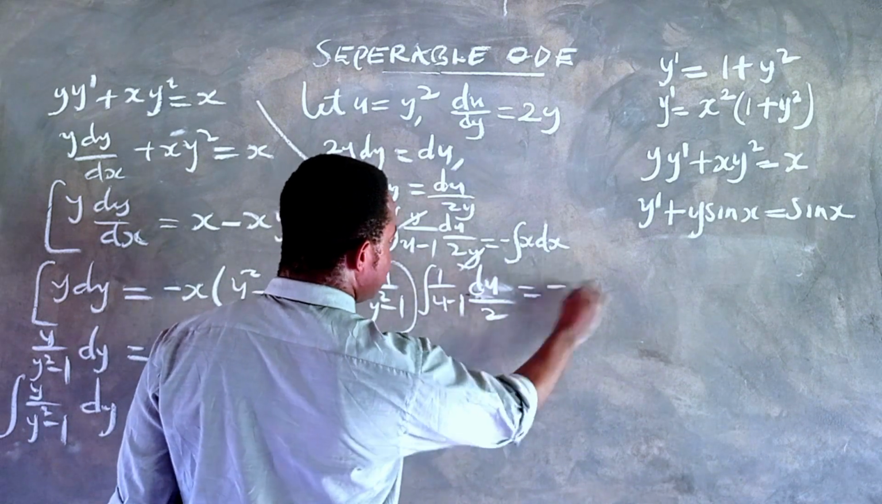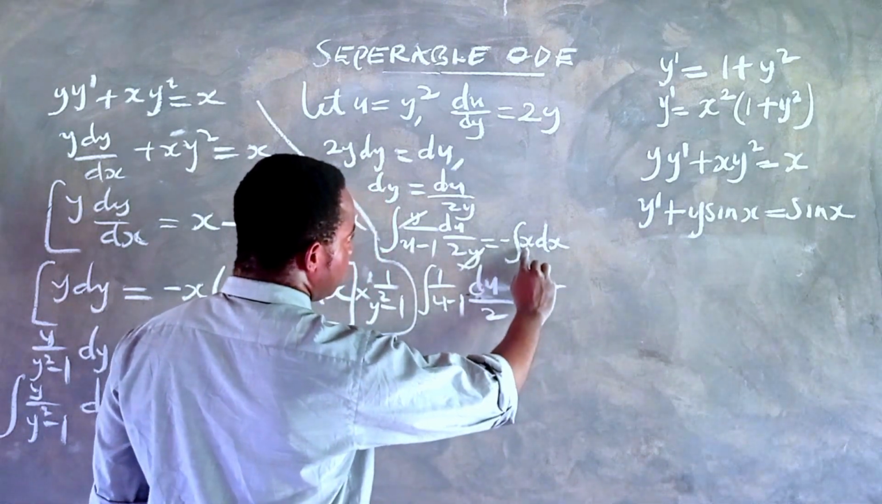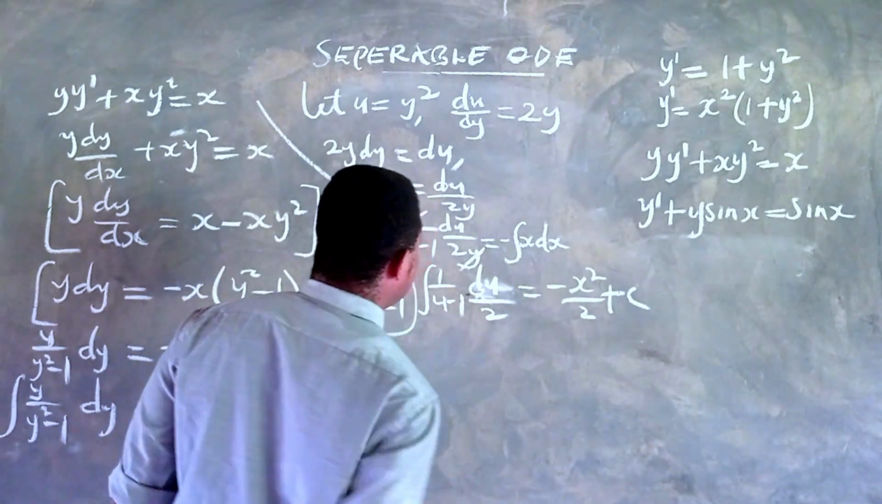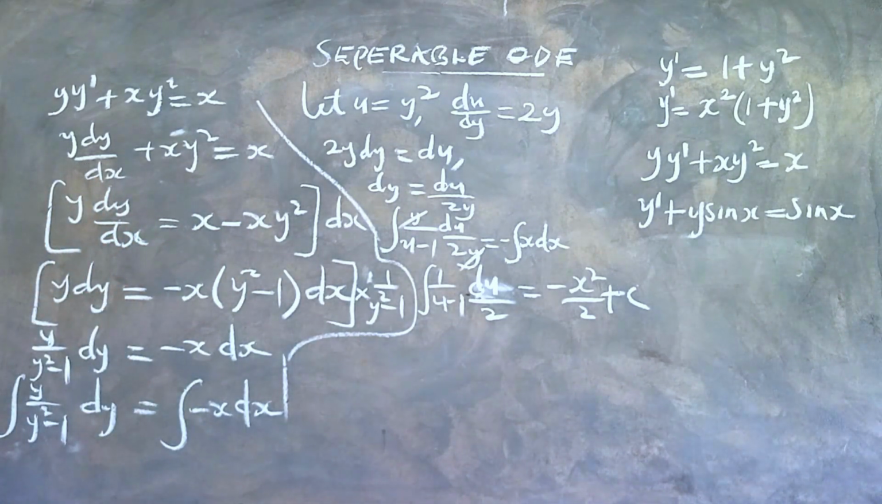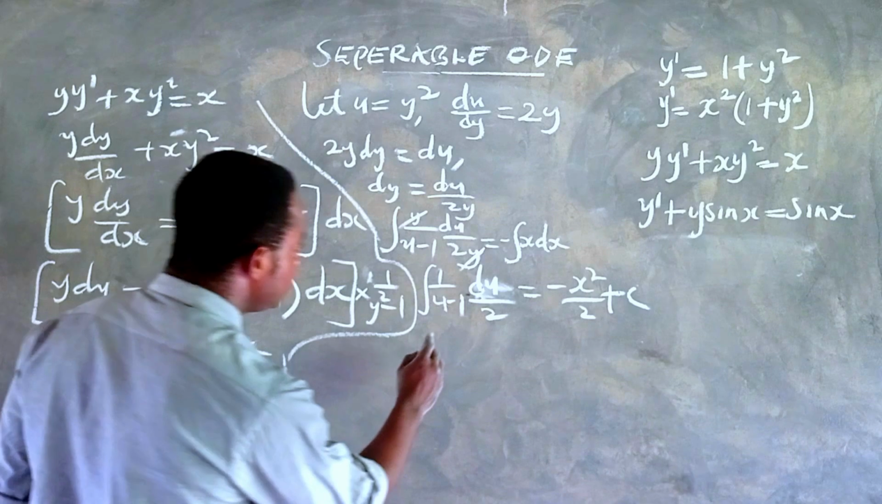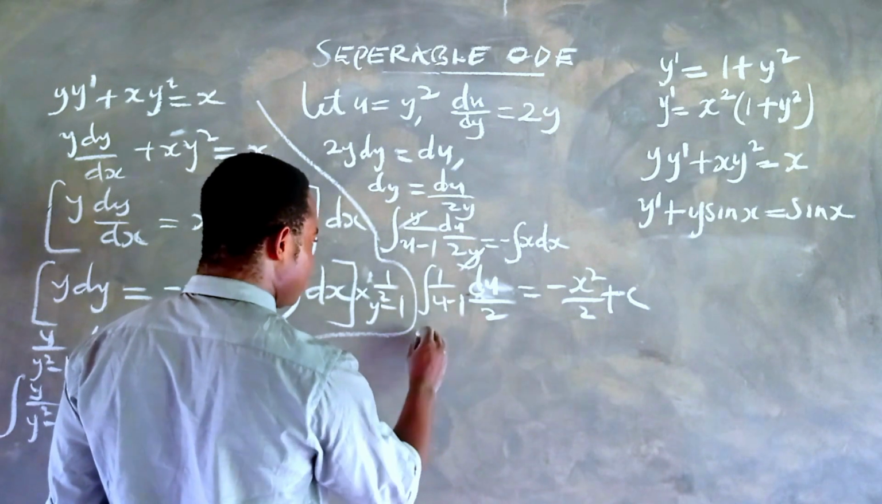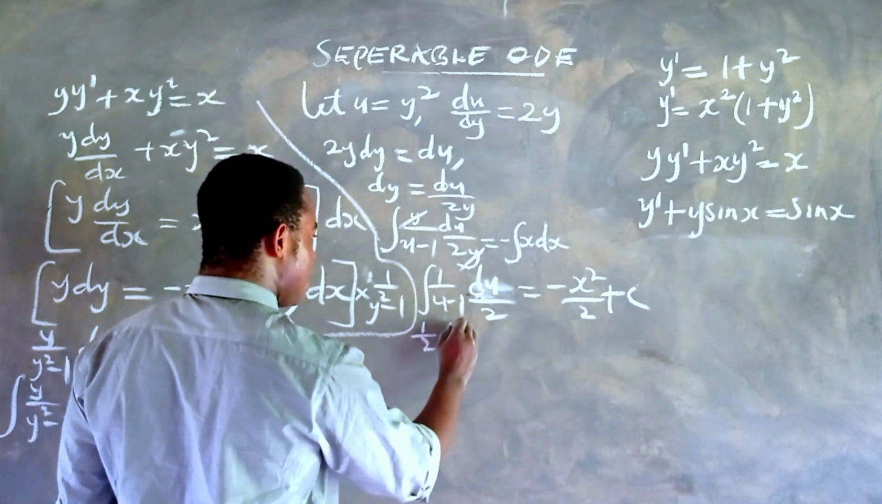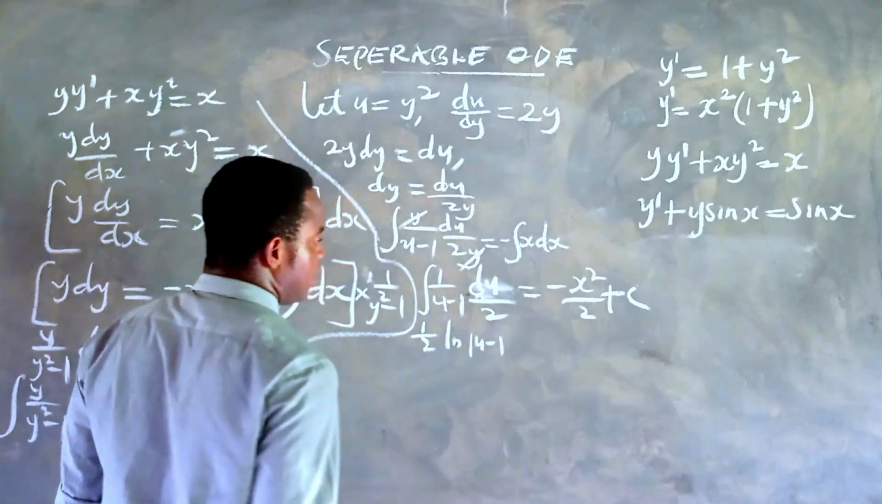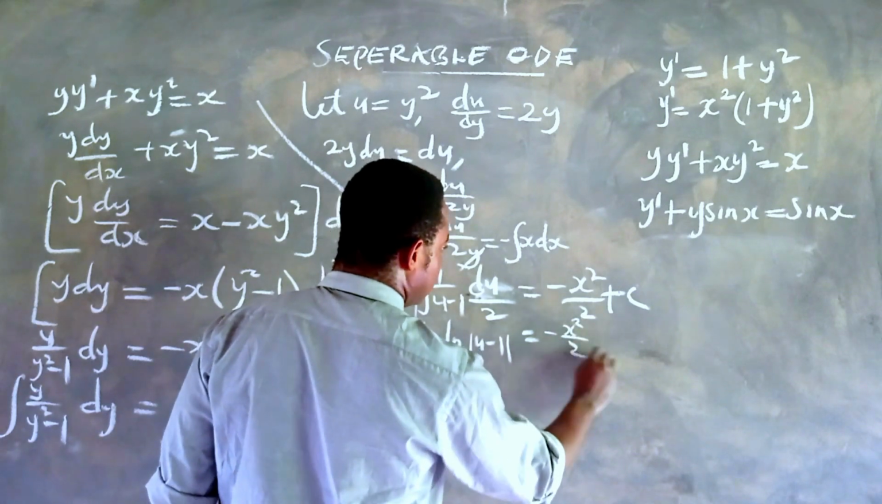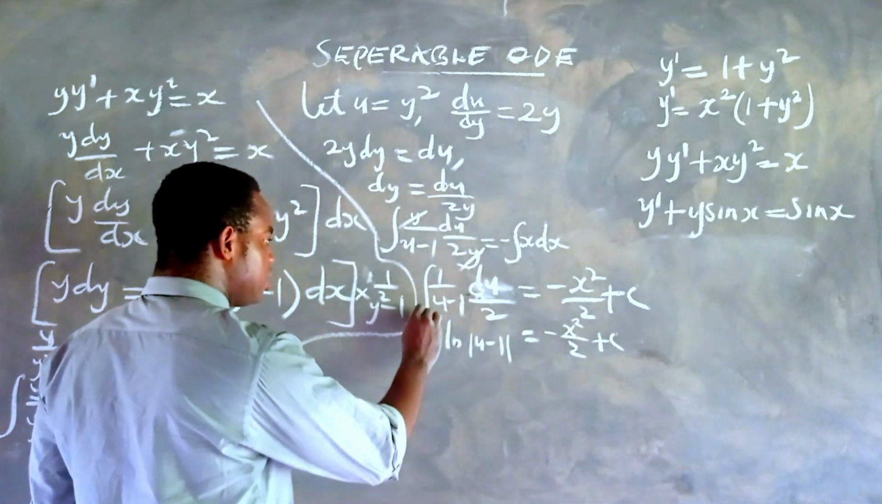This is equal to negative, what's the integral of x? That is going to be x raised to power 1 plus 1, which is 2, all over 2, plus c, which is the constant of integration. Do not forget the constant of integration when you are dealing with differential equations. It can be forgiven when you are just evaluating an integral in ordinary integration. So we extract a constant here, which is 1 all over 2, and the integral of 1 all over u minus 1 is ln of absolute value of u minus 1. That is equal to negative x raised to power 2 all over 2, plus c.